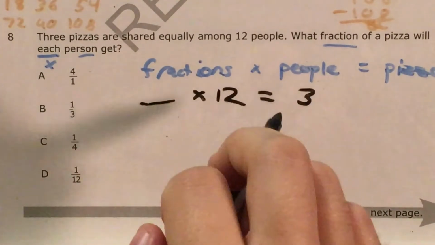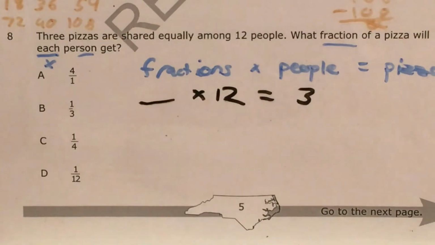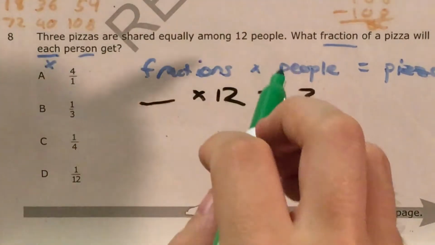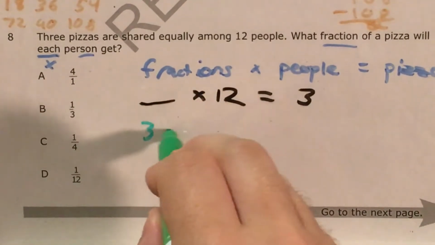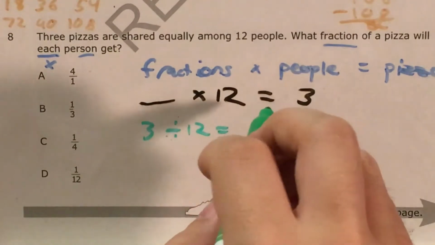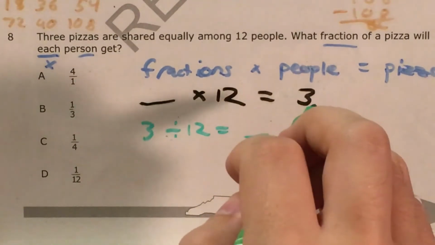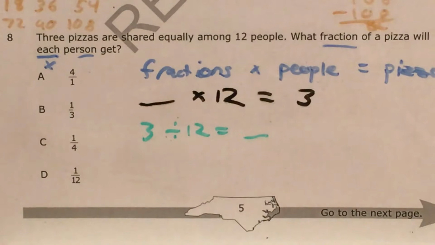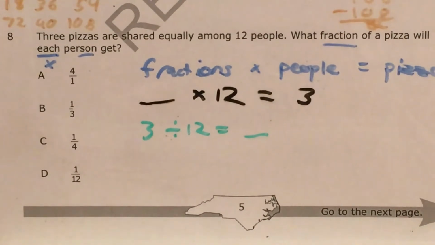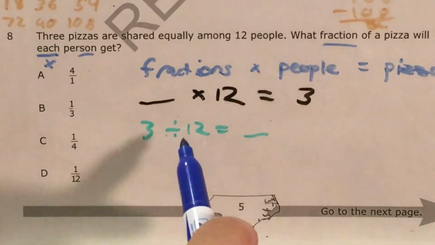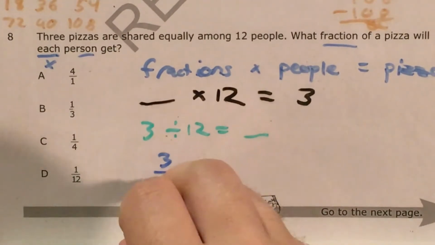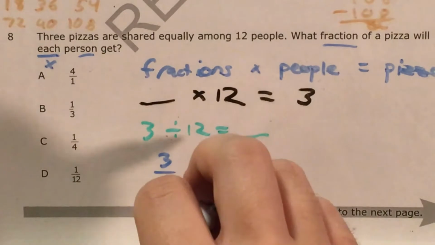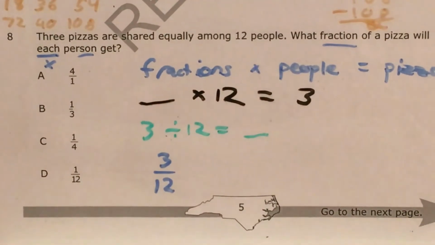So now, I'm going to break out my fact families and rearrange this so that I can get my unknown number by itself. So if I know that something times 12 equals 3, I know that 3 divided by 12 equals that same thing. Alright, and at this point, 3 divided by 12, I'm just going to rewrite that, not as a division problem, but as a fraction. This is a perfectly okay thing to do in math, and I'm going to go ahead and try to simplify this.